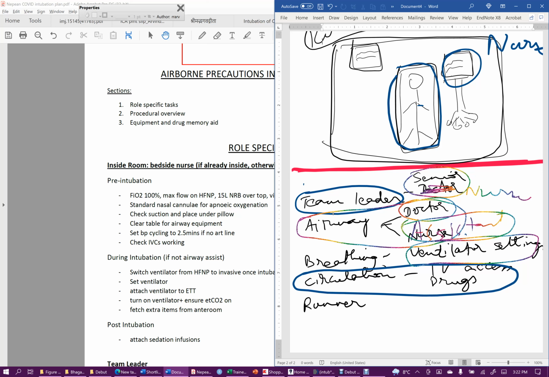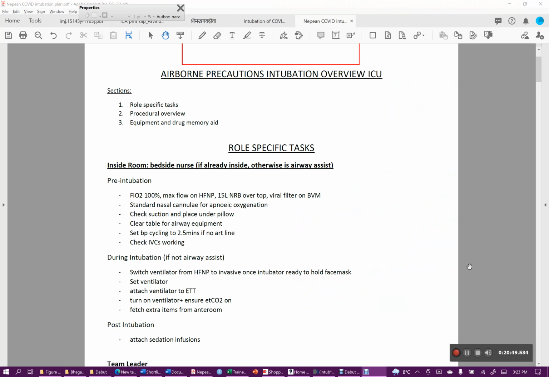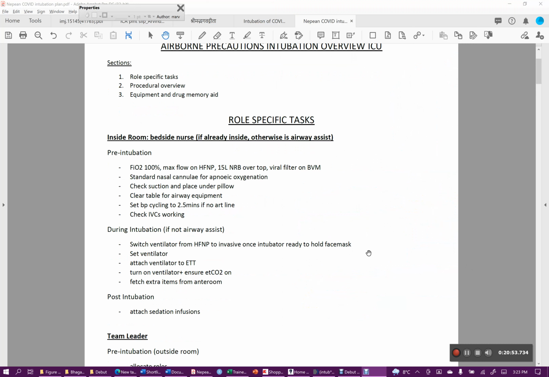The outside person will have two-way communication with the inside of the room, and the person outside will be responsible for getting any supplies that are required if things go wrong. For example, if they need a front of neck access, etc. Now let's look at the document that my colleague has put together regarding what each person does.